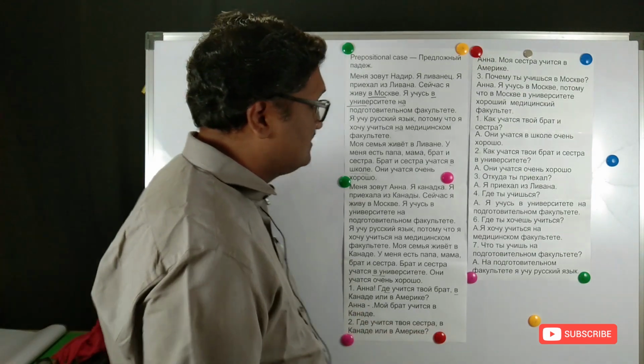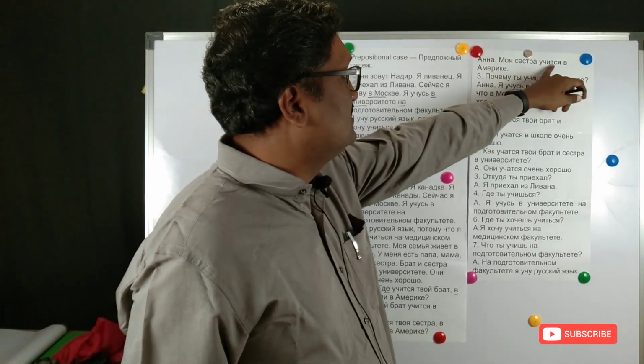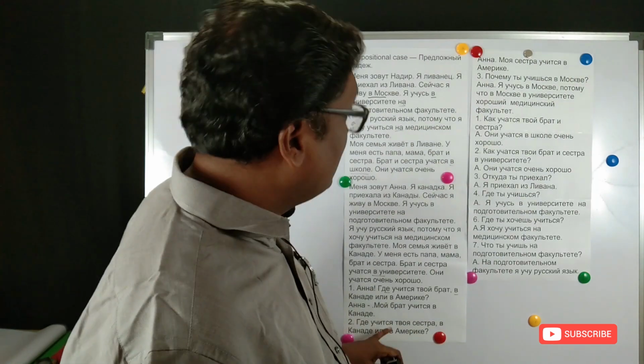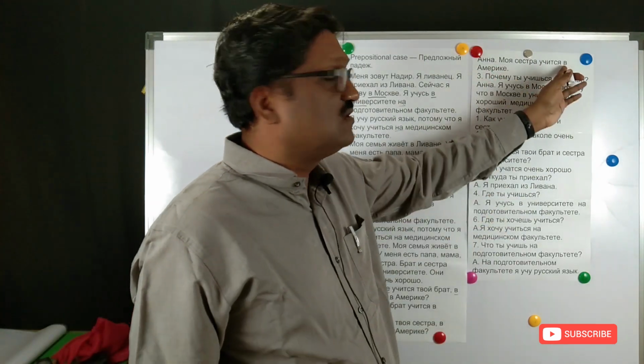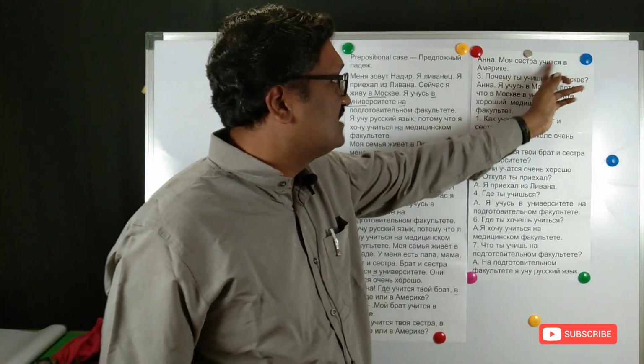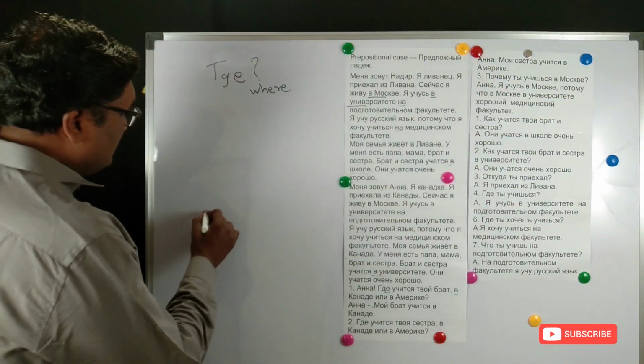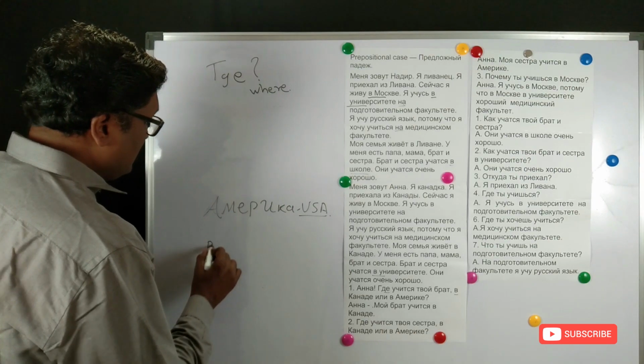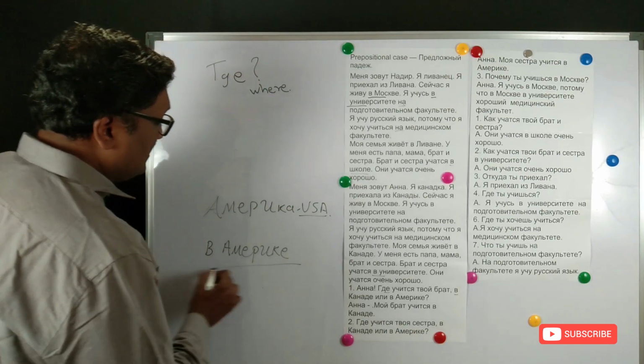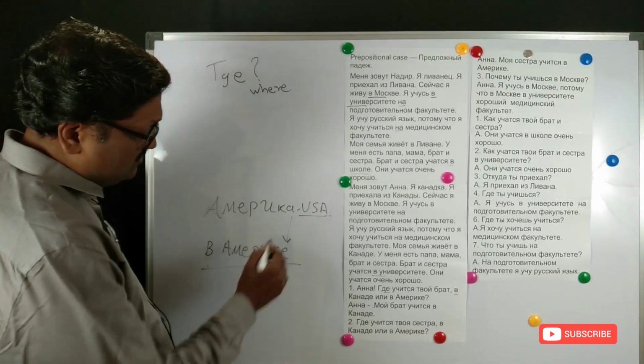Anna is replying, моя сестра учится в Америке. Her sister is studying in America. So how is she saying that? Моя сестра учится в Америке. В Америке. America is USA. В Америке, in America. See, this А is changing to Е.